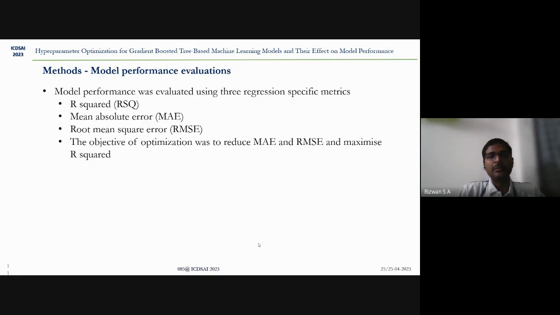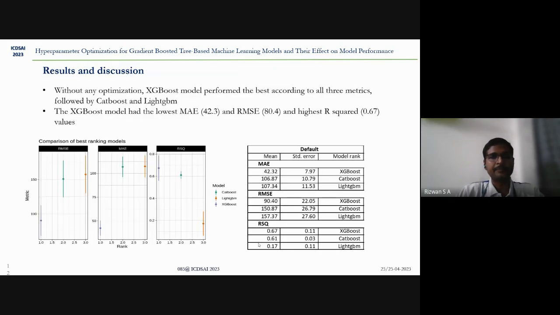The model performance was evaluated using standard regression metrics like R-square, mean absolute error, and root mean square error. And the objective of the optimization algorithm was to reduce MAE and RMSE, and maximize the R-squared.